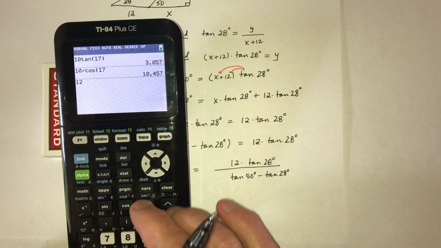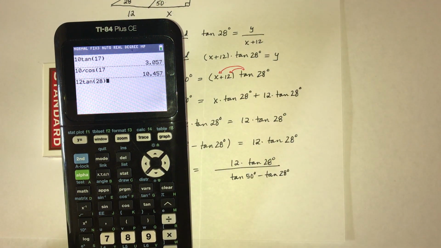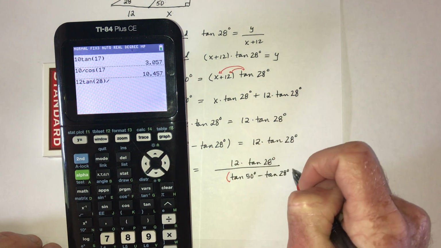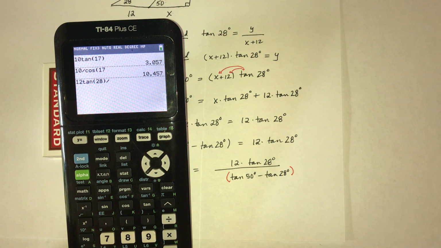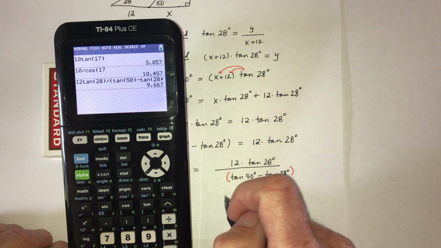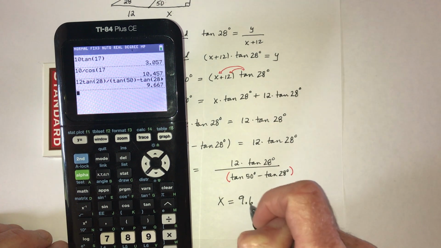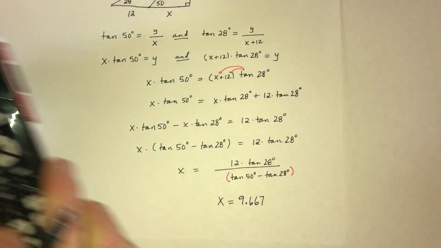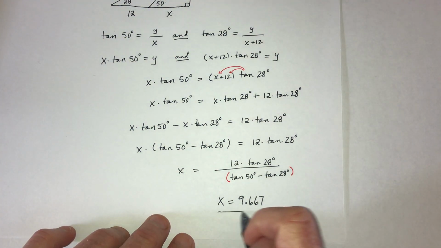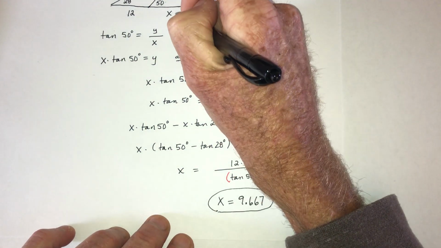So there's a 12 tangent of 28, and it gets divided by, and I need to put this in parentheses so the calculator understands all of that's in the denominator. So tangent of 50 minus tangent of 28, in parentheses. So x is equal to 9.667. Okay, so this x is done.